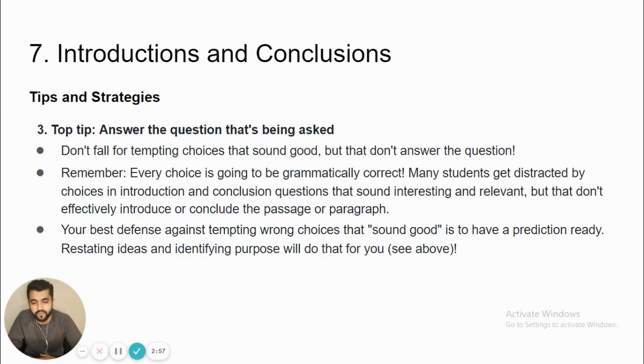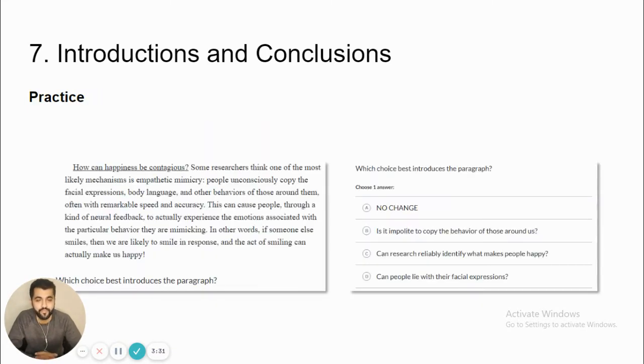Tip number three, answer the question that is being asked. So don't fall for tempting choices that sound good, but that don't answer the question. Remember, every choice is going to be grammatically correct. Many students get distracted by choices in the introduction and conclusion questions that sound interesting and relevant, but that don't effectively introduce or conclude the passage or the paragraph. Your best defense against tempting wrong choices that sound good is to have a prediction ready. Restating ideas and identifying purpose will do that for you. Let's go through a practice example.